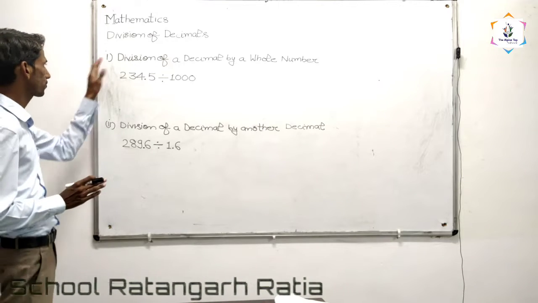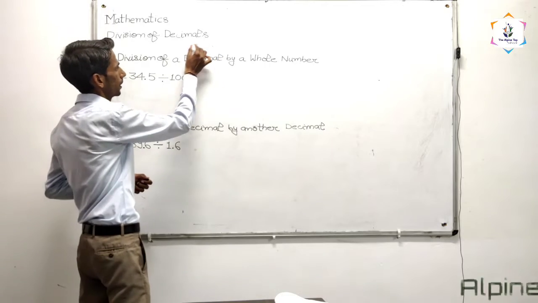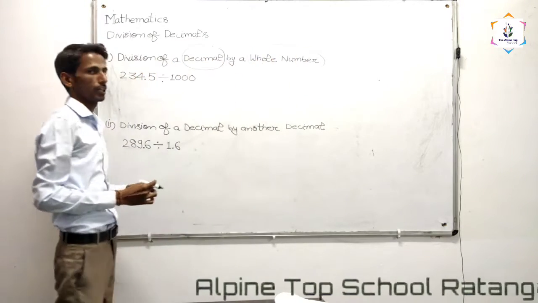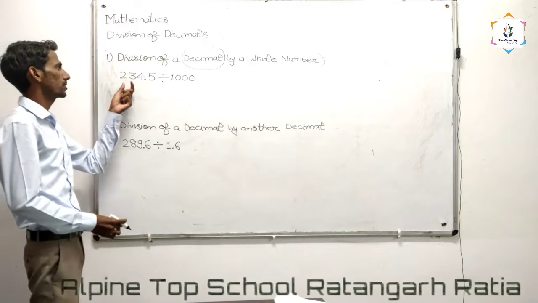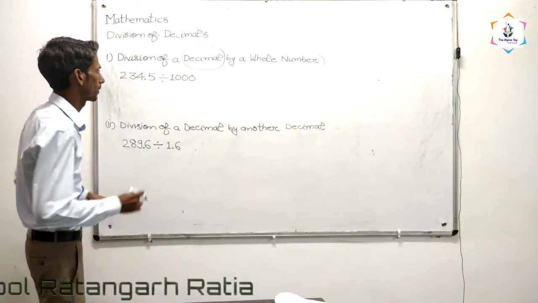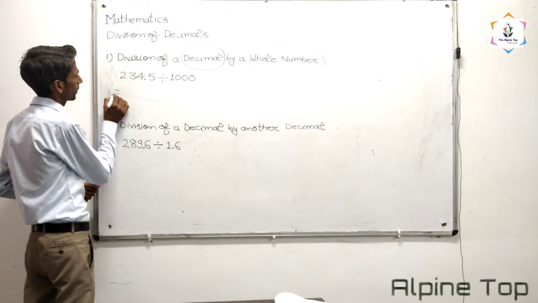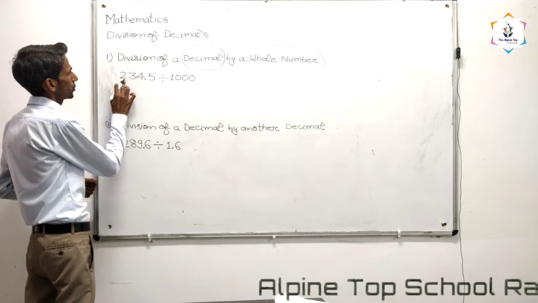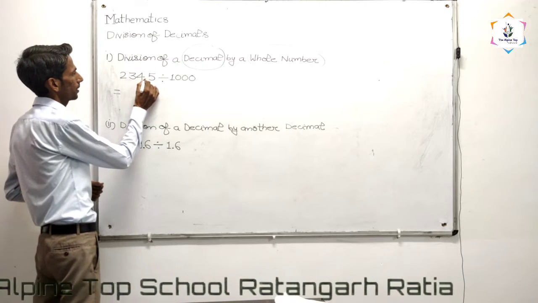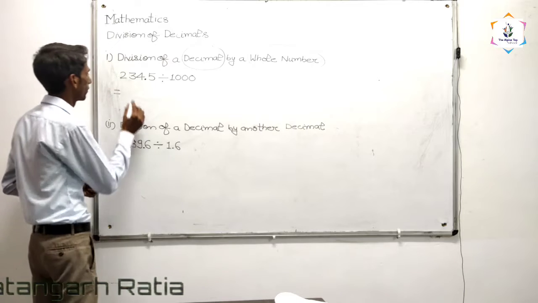Dear students, the first concept that I have noted here is division of a decimal by a whole number. It means the first case is one in which we have to divide a decimal number by a whole number. How do we divide it? See carefully. I have taken one example here: 234.5, this is a decimal number, and I have to divide it by 1000, that is a whole number.